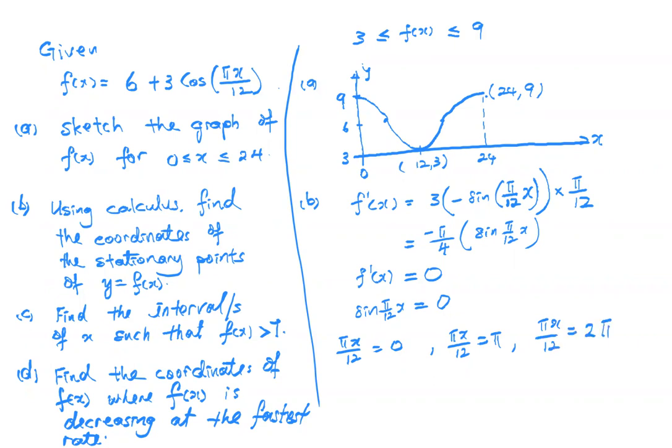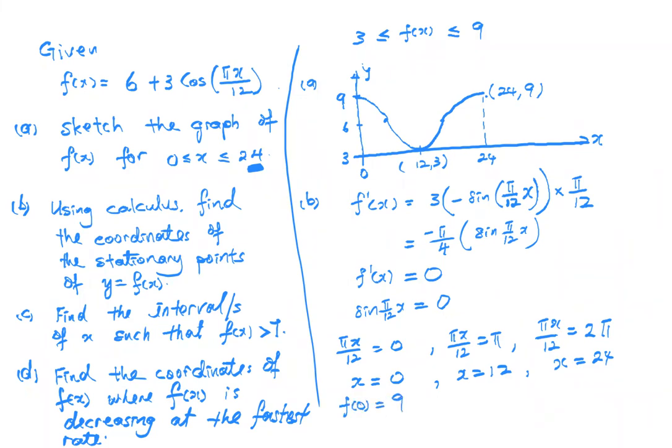Okay, so you can go on and on, but our domain is until 24, okay? So now x equal to 0, x equal to 12, and x equal to 24. Am I right? Stop. So you want the coordinates of stationary point. So when x equal to 0, f0, what is f0?